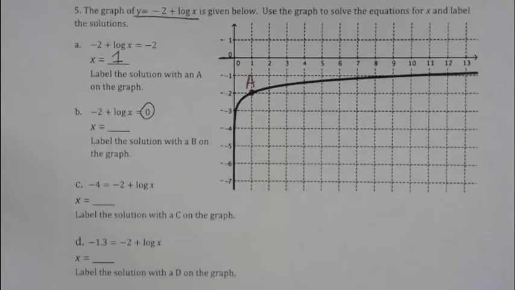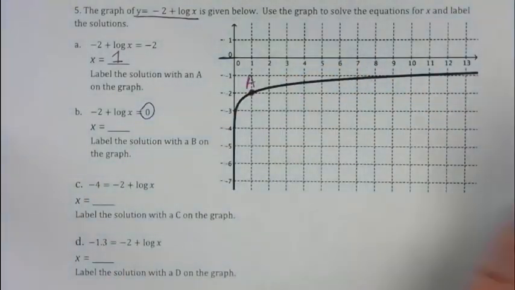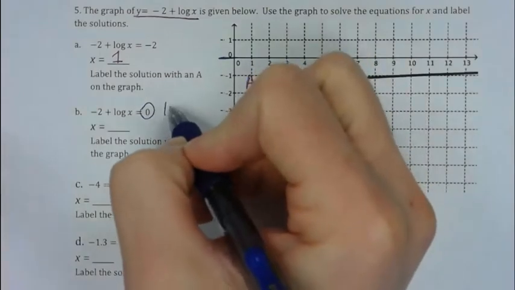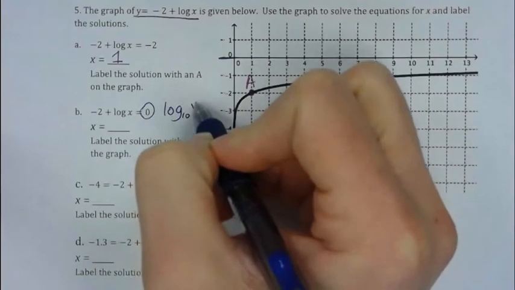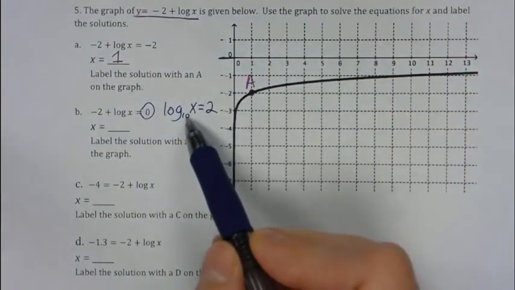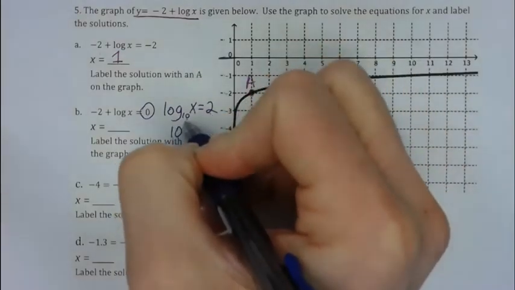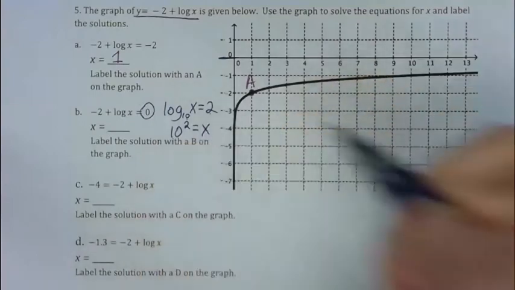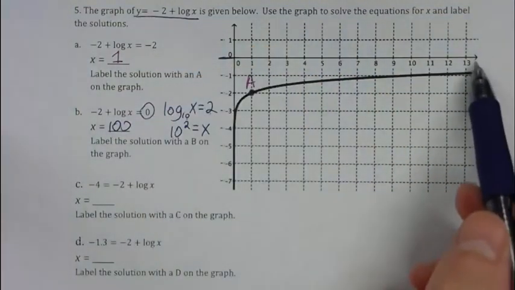So if I think about this algebraically, well, if I added 2 to both sides, for instance, that would be log base 10 of x is equal to 2. So I would just be doing 10 to the second power equals x. Well, that's just 100. So 100 is obviously off our graph since our last number is 13.